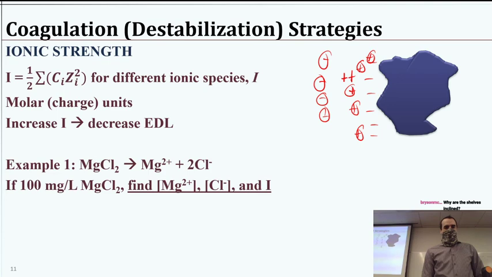Okay, so a quick example here. If I dissolved 100 milligrams per liter of magnesium chloride, MgCl2, I'm going to have you find the molar concentration of magnesium, the molar concentration of chloride, and the ionic strength. I will get you the atomic weights here in a moment. But just note that what we have here is 2 chloride ions, Cl minus, and 1 magnesium ion, 2 plus, for every one molecule that dissolves. I gave it to you in milligrams per liter, so no worries about the volume.